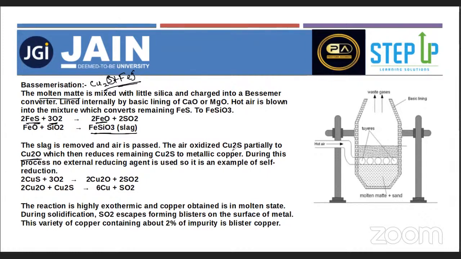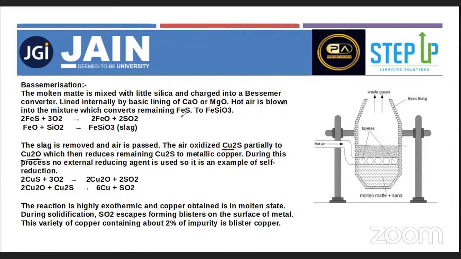Now I am able to separate them. Correct. What am I able to separate now? I'm able to separate them when I go to the Bessemerization. Bessemerization is basically done in the Bessemer converter. It's not some other reaction. We are trying to put it in the Bessemer converter.